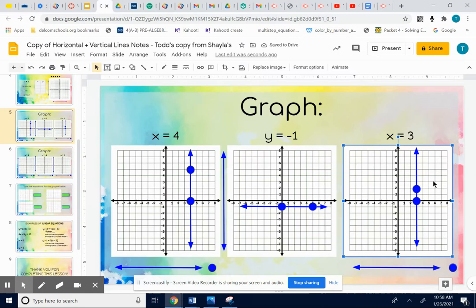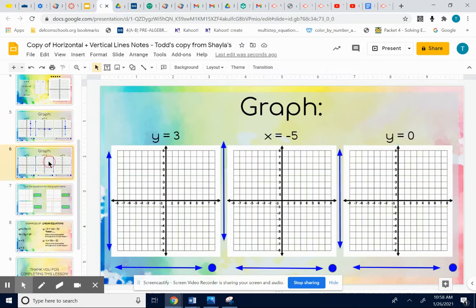Okay, slide 6. More of these. y equals 3. Think about points that have a y-coordinate of 3, like point (0, 3) or maybe (7, 3). I can tell that this is going to be a horizontal line that goes through 3 on the y-axis.